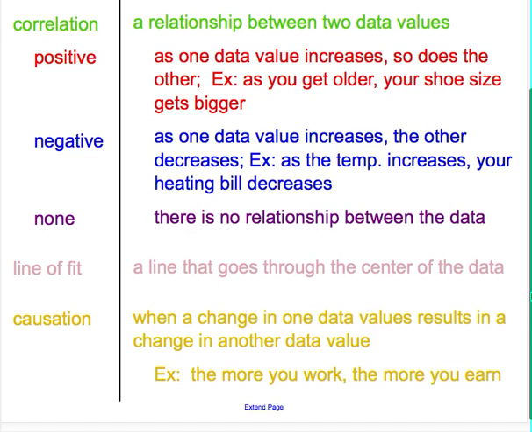Finally, there could be a causal relationship between the data, when a change in one data value forces the other data value to change. So for example, the longer you work, the more you earn. That's a direct causal relationship. The more you work causes you to earn more money. But what you have to be careful of is that correlation does not imply causation. What that means is that just because there's a relationship between two data values doesn't mean that one of them has to cause the other one to happen. There could be a third data that causes both of them to happen.